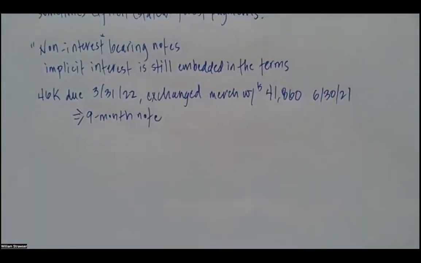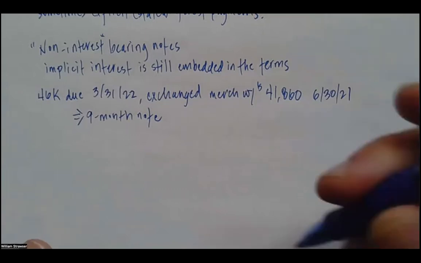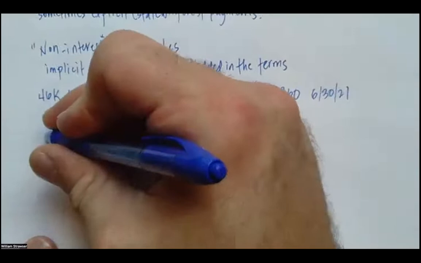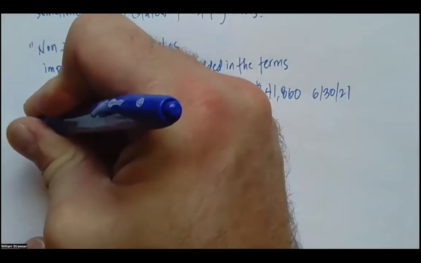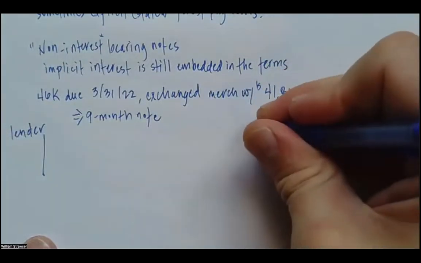And the way that I make a journal entry for this note, when the interest, or the financing part of it, is considered prominent or material, is for the lender, is what they ask for. But I'm also going to sketch out the borrower.